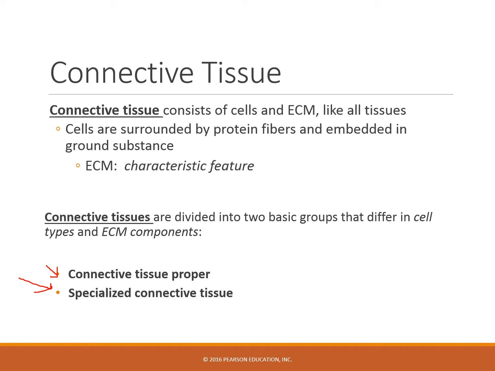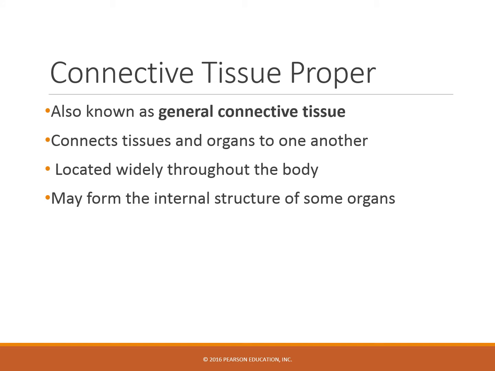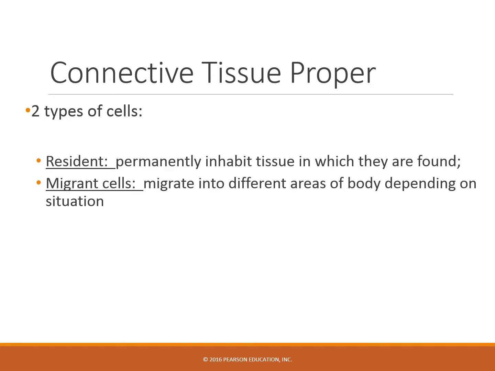Let's take a look at them individually. Connective tissue proper is also known as general connective tissue. It is often involved in connecting and binding the layers of an organ together or connecting organs together. This type of connective tissue is located throughout the body and in some cases forms the internal structure of some organs.